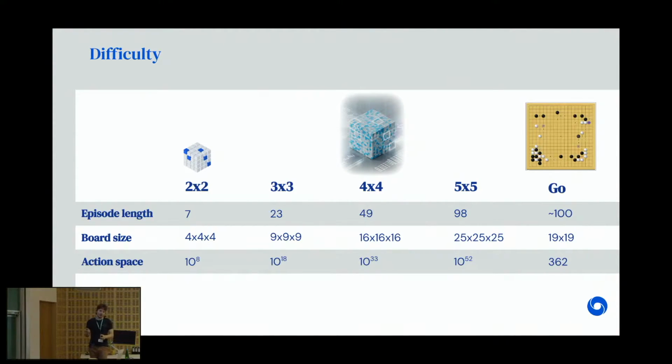So in the game of Go, it's a two-dimensional board of size 19 by 19, but in our case, it's a three-dimensional board, as I mentioned previously. So even just understanding what's going on in the current state of the game is orders of magnitude more challenging. But actually, the biggest challenge of these tensor decomposition games is in the size of the action space.